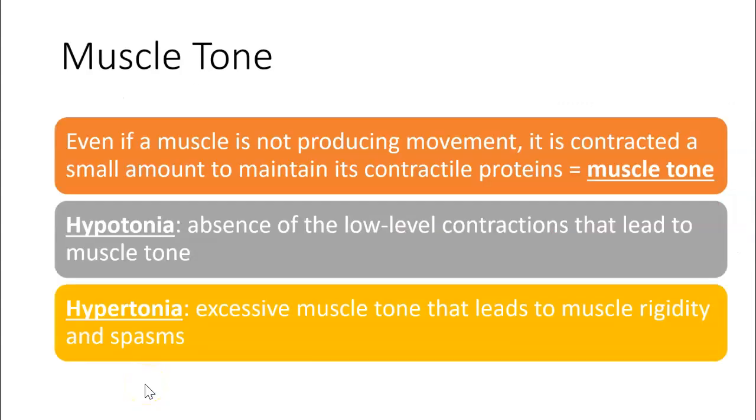So that leads us to muscle tone then. Skeletal muscles are rarely completely relaxed. So if a muscle is not producing movement, it is contracted a small amount to maintain its contractile proteins, and this is what's going to produce muscle tone. The tension produced by muscle tone allows muscles to continually stabilize our joints and to maintain posture. So even if you're not actively using your muscles, they are still contracted a tiny little bit in order to help maintain their proteins and to maintain our posture. And this is what leads to muscle tone.